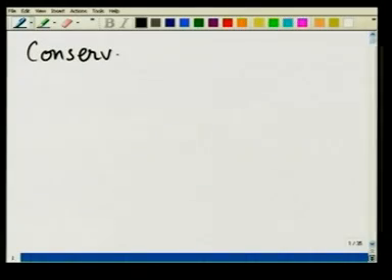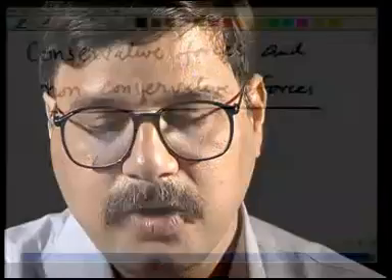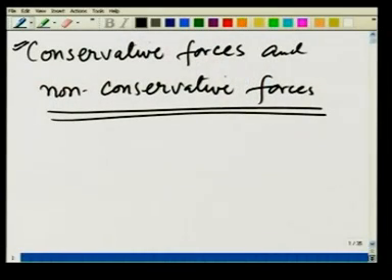Now, let us talk about an issue that we have been avoiding so far, conservative forces and non-conservative forces. How to deal with non-conservative forces? This we have already dealt with.